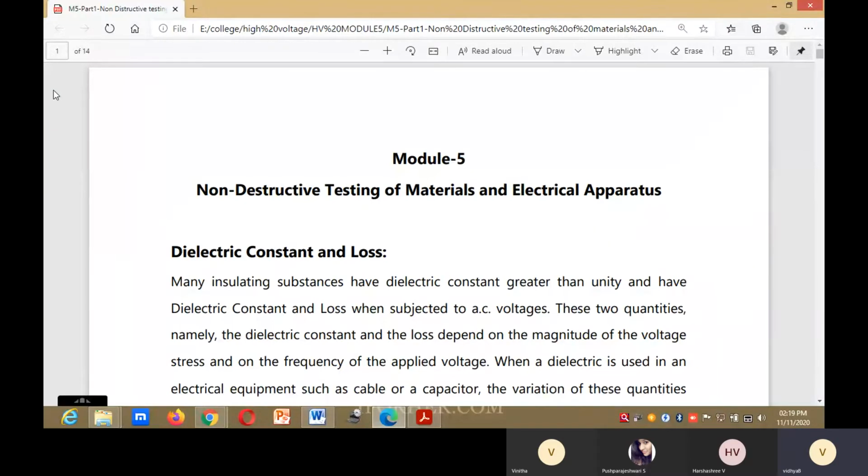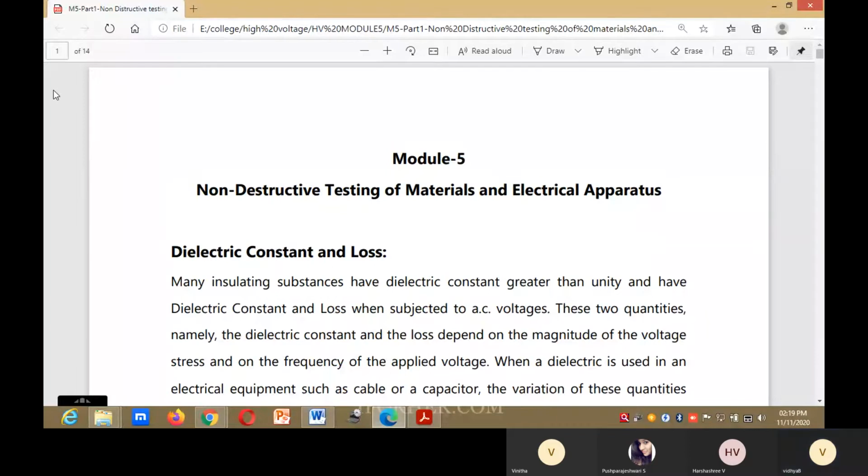In high voltage apparatus, the quality of insulation can be assessed by measuring the loss factor at high voltage, and also by conducting a partial discharge test to detect any fault in the internal insulation of the apparatus. This is the introduction about the testing of materials and also electrical apparatus.